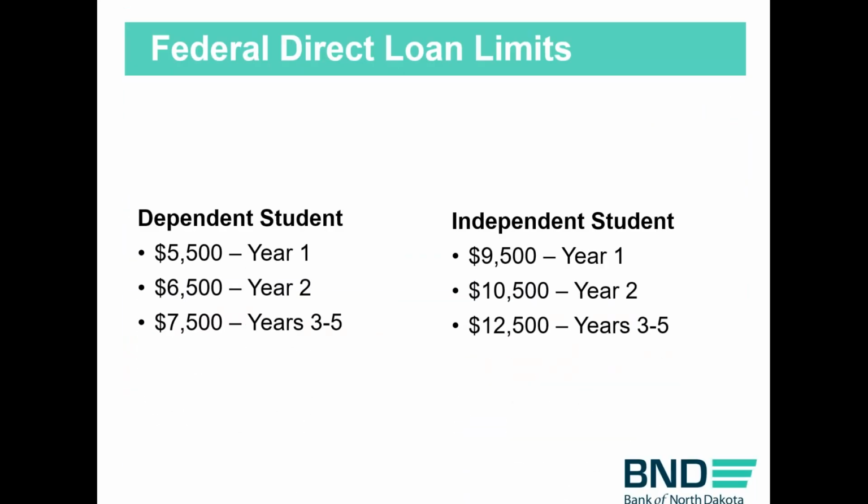All right, so going back to those federal direct student loans and dependent versus independent. Dependent students are able to borrow $5,500 in their first year, and then it goes up by $1,000 their second year and another $1,000 their third through fifth years, whereas independent students do get a little bit more in student loan options. So that'll be $9,500, $10,500, and then $12,500 in their third through fifth years.